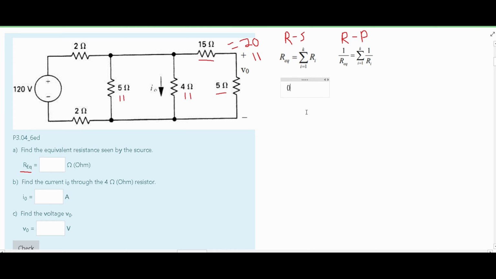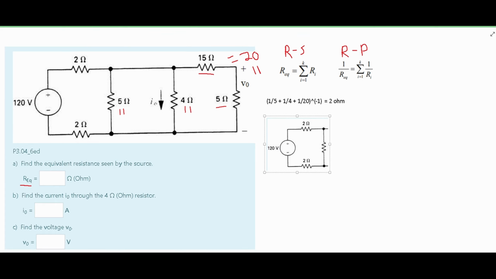So plugging this into our formula, I'm going to surround this in parentheses. We're going to have 1 divided by 5 plus 1 divided by 4 plus 1 divided by 20, and then this is all being raised to the power of -1. And then if we do this, we're going to see that we have a 2 ohm resistor. Redrawing this circuit, it's going to look like this. However, instead of a 5 ohm resistor here, this is going to be our 2 ohm resistor.